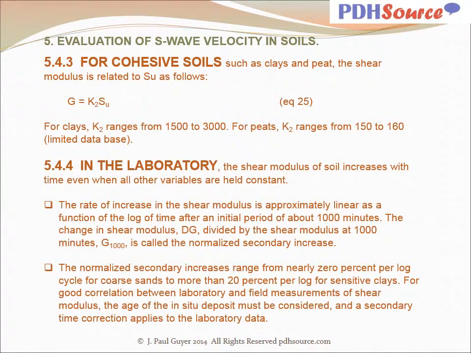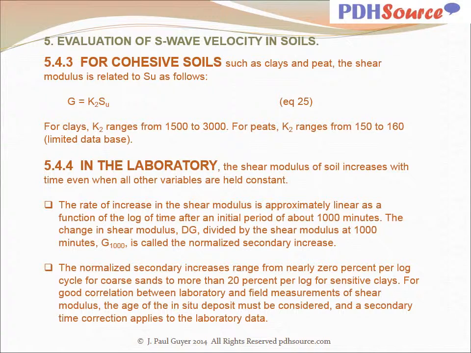For cohesive soils such as clays and peat, the shear modulus is related to S sub u as indicated by equation 25 on slide 40. For clays, k sub 2 ranges from 1500 to 3000. For peats, k sub 2 ranges from 150 to 160, with a limited database for the peats.